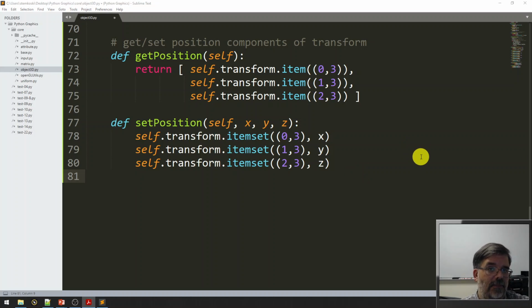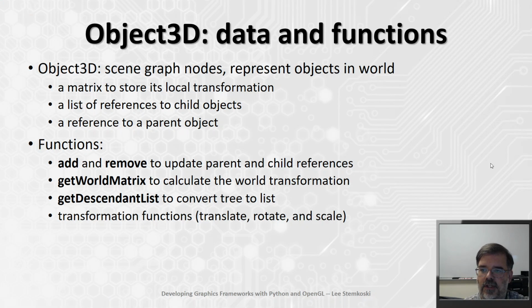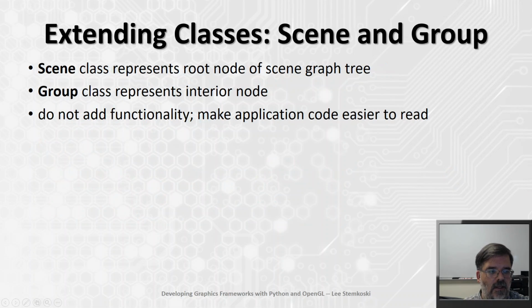Now, while we're talking about Object3Ds, we're also going to do the different extensions of this as well. Let me go ahead and save that. And now I'd like to create the extensions. So let me go back to the presentation. All right, so we talked about Object3D. First, let's do scene and group. Scene, as we discussed before, represents the root node of the tree, and group represents an interior node.